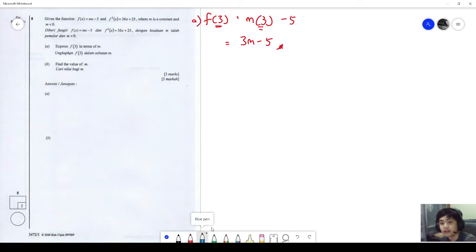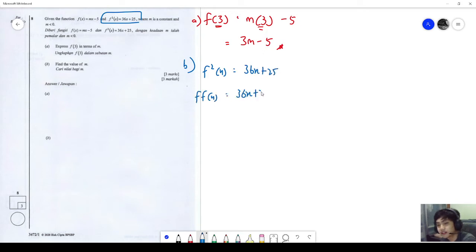So question B, we have to find the value of m. We were given a function f squared of x. So f squared x is 36x plus 25, so f squared is essentially f(f(x)) equals 36x plus 25. So f(x) is mx minus 5, and that equals 36x plus 25.